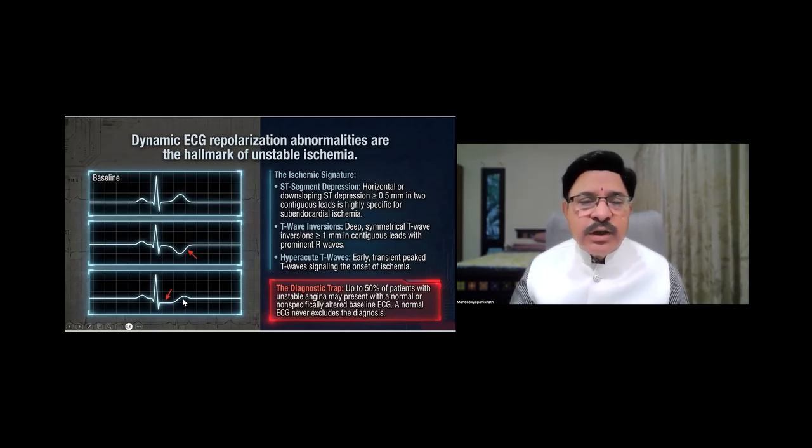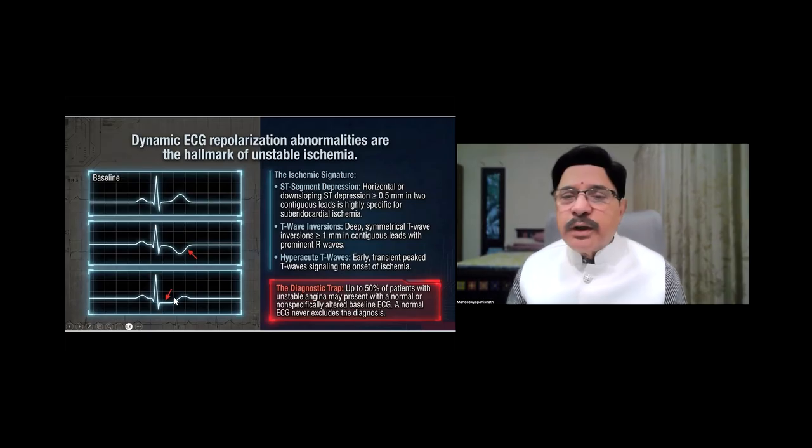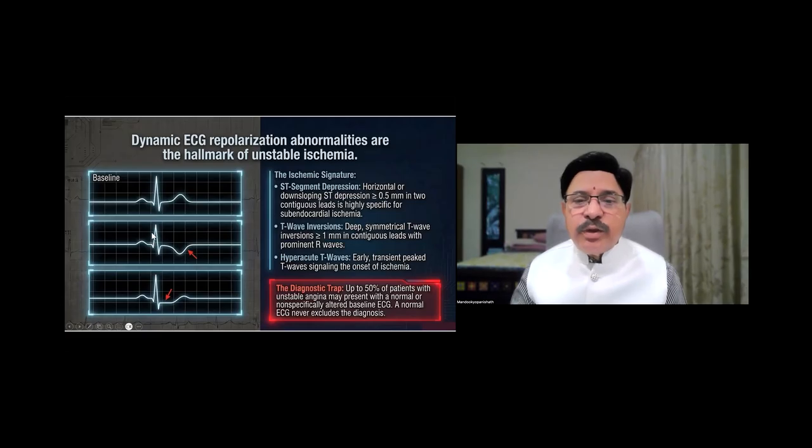The third one is where T waves are not inverted. There is an upsloping or downward depression of the ST segment, classical of unstable angina. ST segment depression, horizontal or downsloping depression of more than 0.5 millimeters. It should be not in only one lead, but two contiguous leads, highly specific for subendocardial ischemia. T wave inversion, deep symmetric cup-shaped T wave inversion, more than 1 millimeter in depth, in contiguous leads with prominent R waves, is also an ischemic signature.